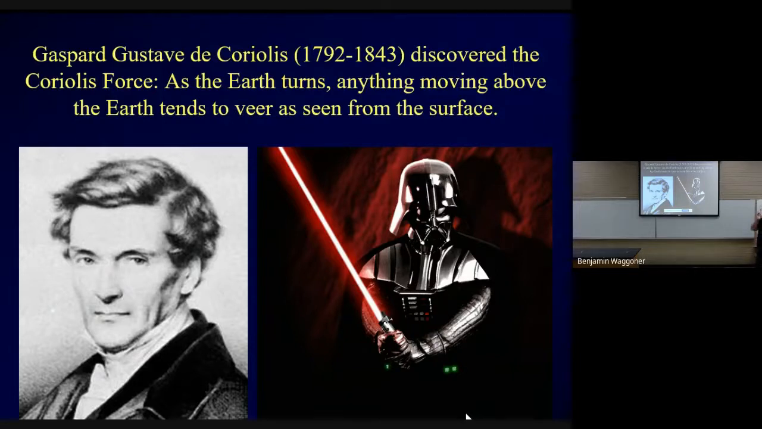Okay. The Coriolis force does not involve picking up rocks with your mind and chopping at your dad with a lightsaber. It involves the fact that the Earth is turning, and the spin of the Earth means that anything that is moving above the surface of the Earth tends to veer. So anything that's moving over the surface of the Earth gets deflected to its own left or to its own right.